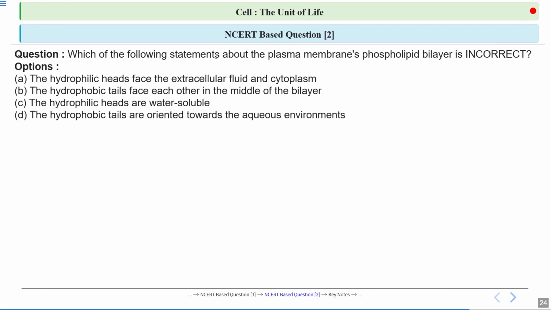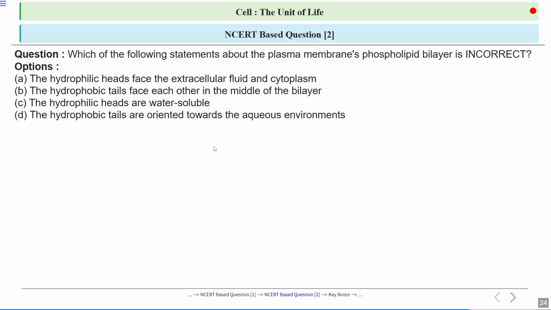Now, next question: which of the following statements about the plasma membrane's phospholipid bilayer is incorrect, means which is false? Options are: option number A, the hydrophilic heads face the extracellular fluid and cytoplasm. Option number B, hydrophobic tails face each other in the middle of the bilayer. Option number C, hydrophilic heads are water soluble. And option number D, hydrophilic tails are oriented towards the aqueous environment. What will be the correct answer?